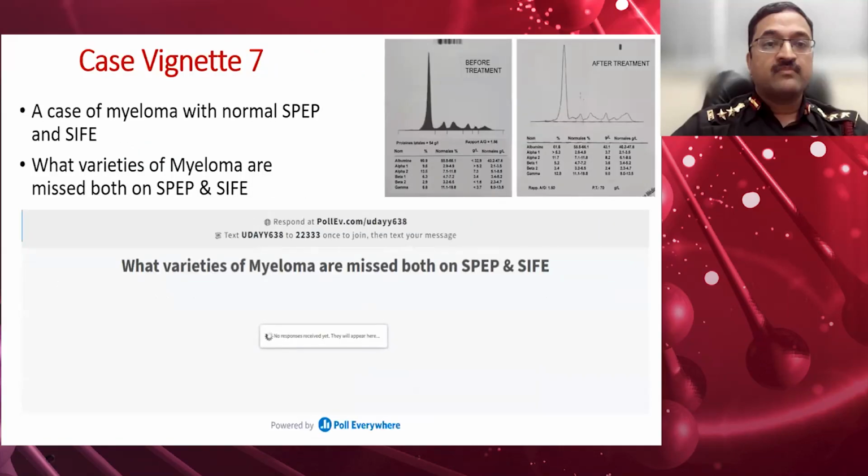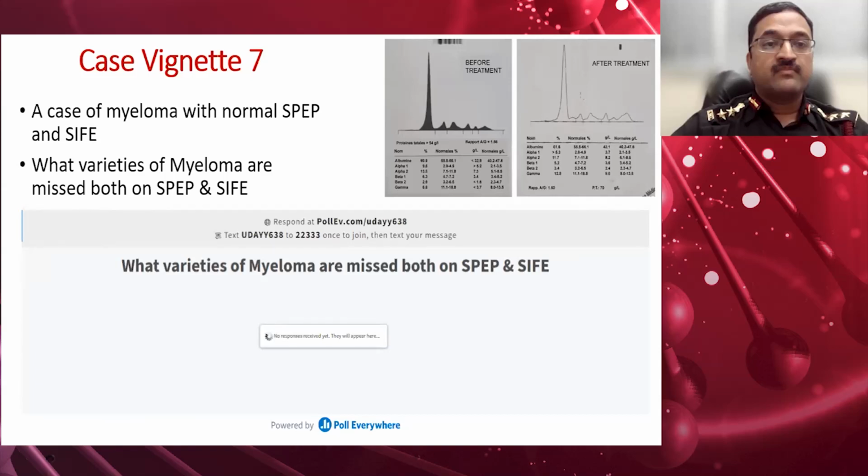Coming to the next case, we have a case of myeloma with normal SPEP and SIFE. These are the SPEP reports of a patient before treatment and after treatment. Which varieties of myeloma are generally missed on both SPEP and the routine SIFE, wherein we do it for gamma, mu, IgM, IgA, kappa and lambda? These are the common 5 antibodies that we use. So what are those types of myeloma which are missed on this?